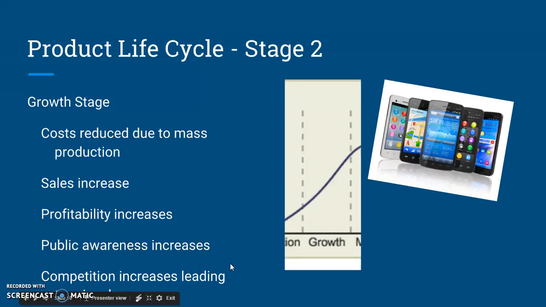So competition is going to increase, leading the price to decrease. There we go. Now I've got it. So the price is going to decrease because now we have competition, which means price is going to help drive competition in order to generate customers and increase demand.